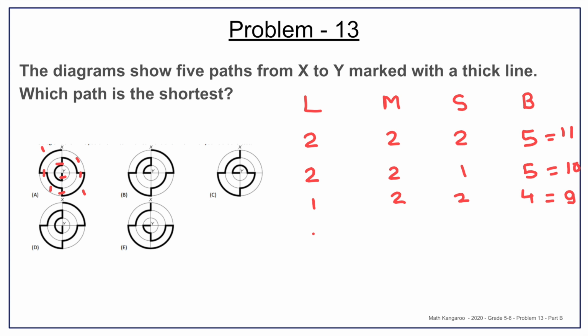Option D, we have 2 for large, 2 for medium, 2 for small, and 5 for bridges. That gives 11. Option E has 2 large, 2 medium, 1 small, and 5 bridges. That makes 10. The smallest sum we got is 9. That is option C. The shortest distance traveled is on shape C.